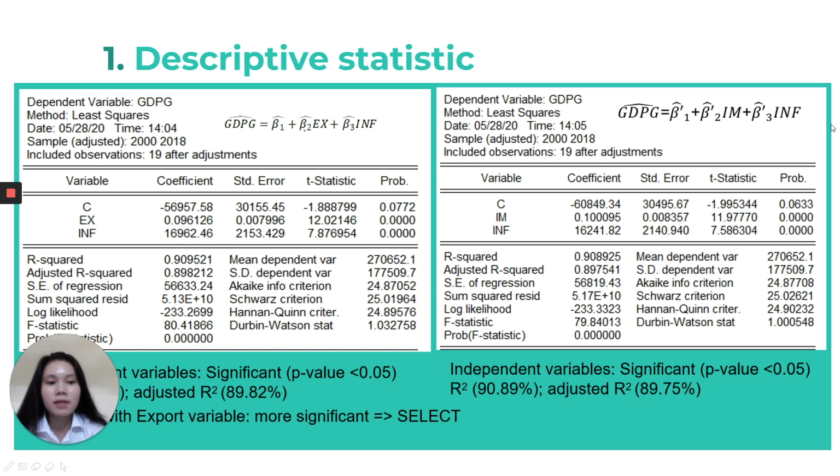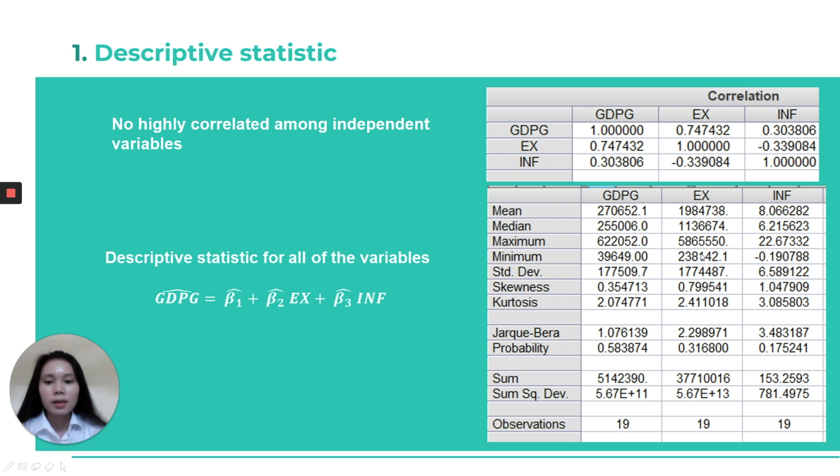are significant, that is, the p-value is smaller than 0.05, and the R-square of the model with the export variable is equal to 90.95% and the adjusted R-square is equal to 89.82%, a little bit higher than those numbers in the model of import. Then we obtain the descriptive statistics and the correlation matrix.